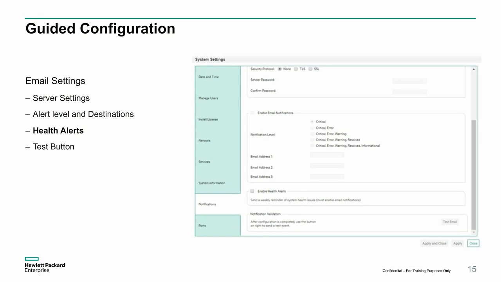Here's the lower portion of the email alert settings. The top portion on the previous slide showed the email server settings which were required. Here we see the full section of setting the alert level and the email destinations.